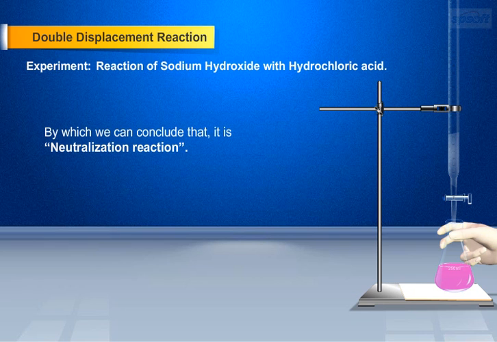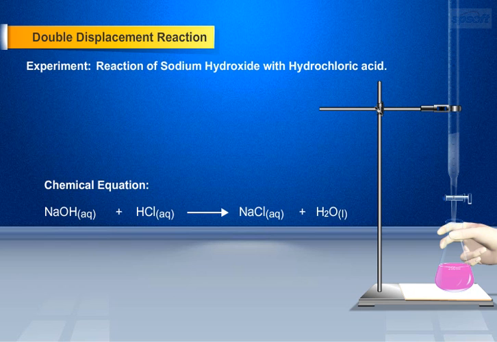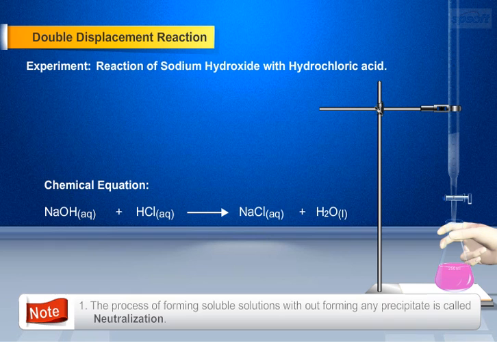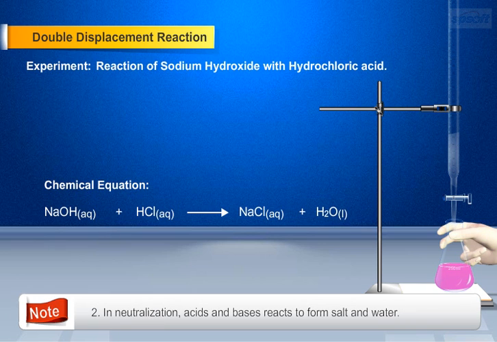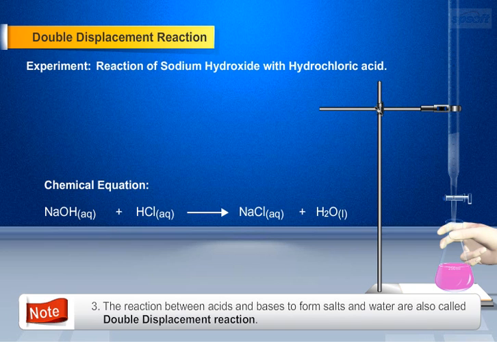The general and chemical equations of this reaction are: the word equation is base plus acid gives salt plus water. The chemical equation is: here we should note that the process of forming soluble solutions without forming any precipitate is called neutralization. In neutralization, acids and bases react to form salt and water. The reaction between acids and bases to form salts and water is also called a double displacement reaction.